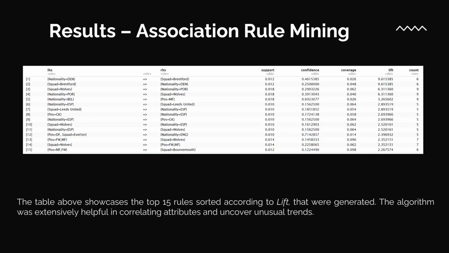Next, we have association rule mining. We implemented the association rule mining using the Apriori algorithm. The image here showcases the top 15 rules created by the algorithm, sorted according to the lift value. The ARM implementation was particularly helpful in identifying specific features and how they contribute towards detecting patterns. For example, we can see that over the years, the English team Brentford has been dominated by Danish players, and the English team Everton has had defenders which have been largely belonging to the UK.